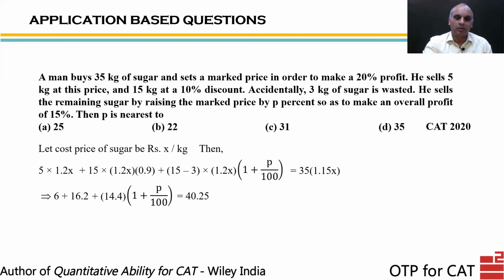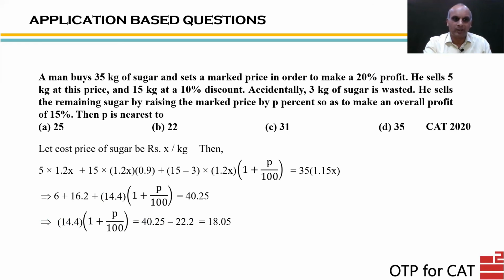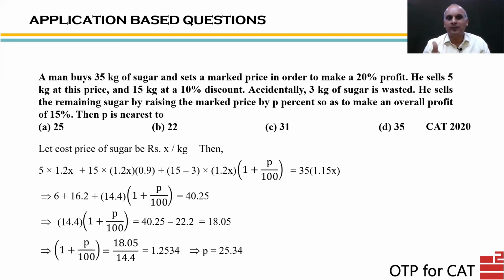What do we get now? 16.2 plus 6 is 22.2. Shifting it to the right hand side, I'll get 40.25 minus 22.2, which is 18.05. And again, shifting 14.4 to the right hand side in the denominator, I'll get 1 plus P% is equal to 1.2534. Once I get this, I can say that P will be equal to 25.34%. Question is, P is nearest to? So 25.34 is what I have actually got. Amongst the options, the nearest is option A, that is 25%.